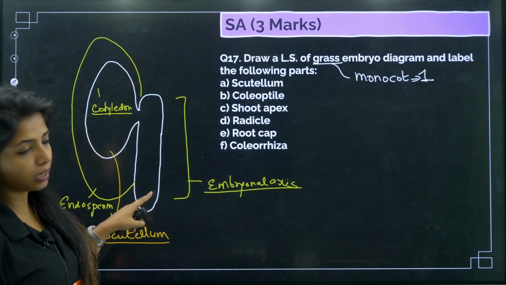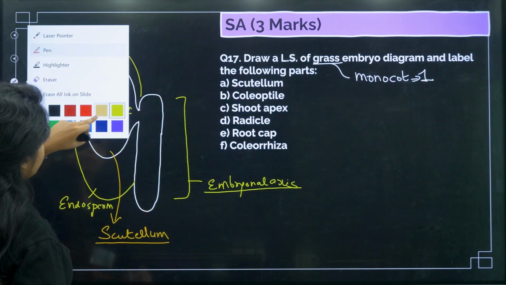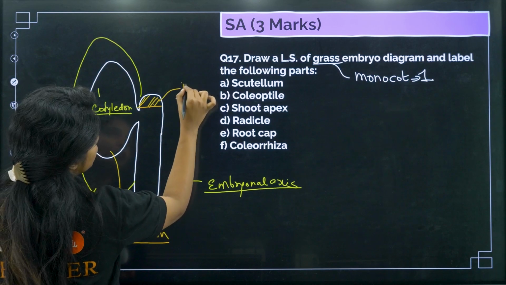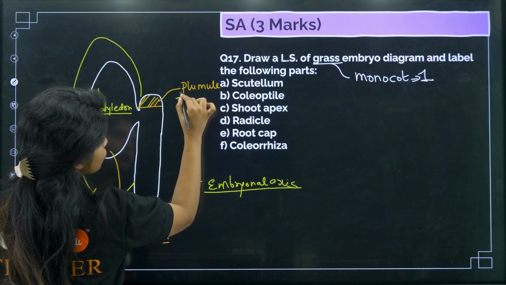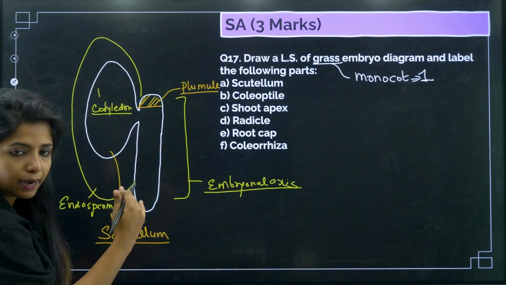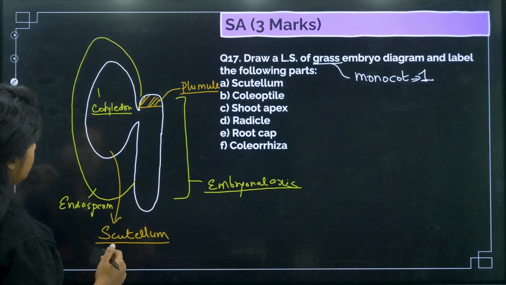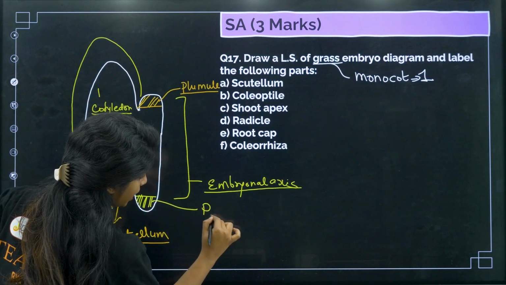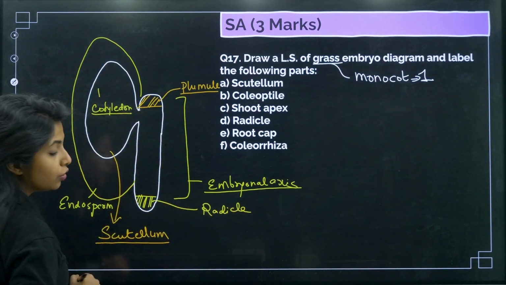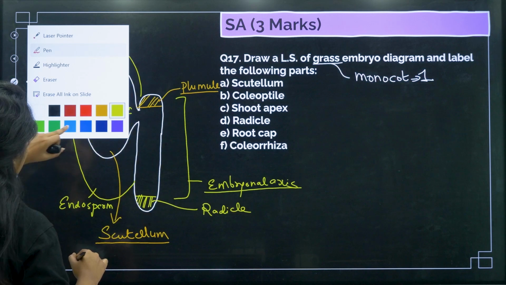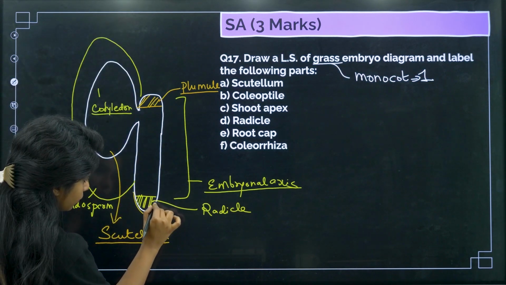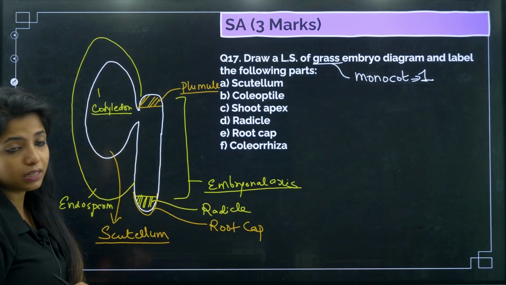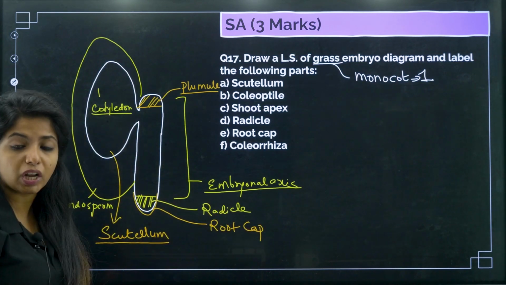Now in the embryonal axis, this upper region will be known as plumule because it is going to give rise to the shoot of the plant, the stem and everything. This lower region is known as radicle. It is going to give rise to the root of the plant. Now the radicle is covered by the root cap. Obviously it has to go into the soil, so it has to be protected.